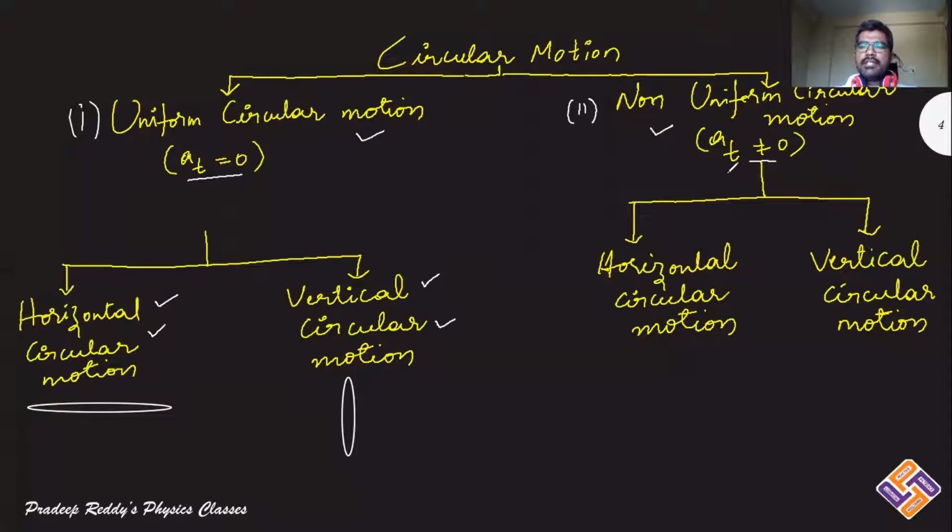Again, in non-uniform circular motion also, we have two categories. One is horizontal circular motion and the other is vertical circular motion. So if you are able to categorize what is uniform circular motion, and understand the difference between horizontal circular motion and vertical circular motion, that will be very clear in learning circular motion.